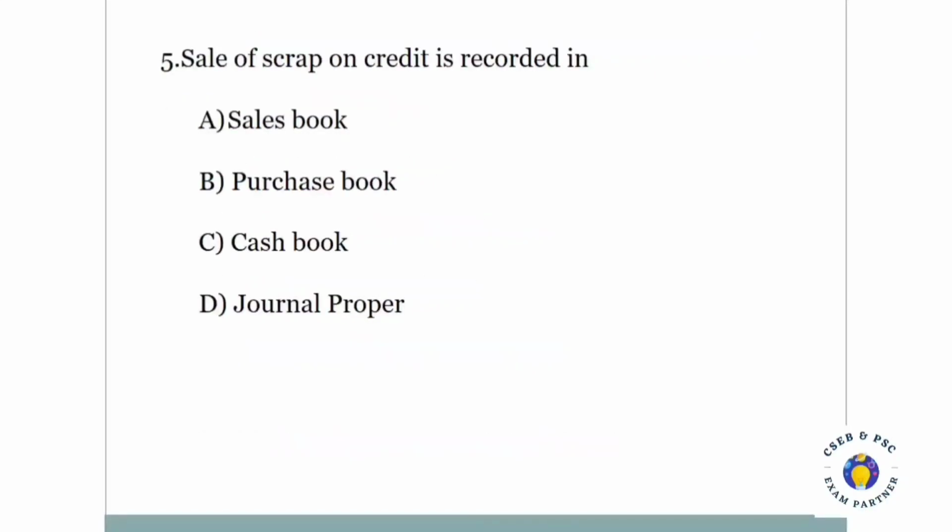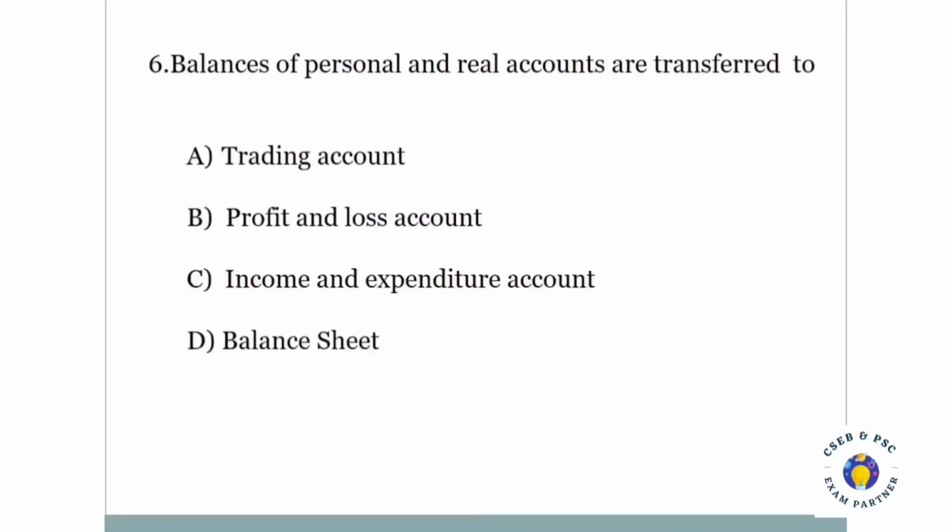Question number 5. Sale of scrap on credit is recorded in option A sales book, option B purchase book, option C cash book, option D journal proper. Answer is journal proper.